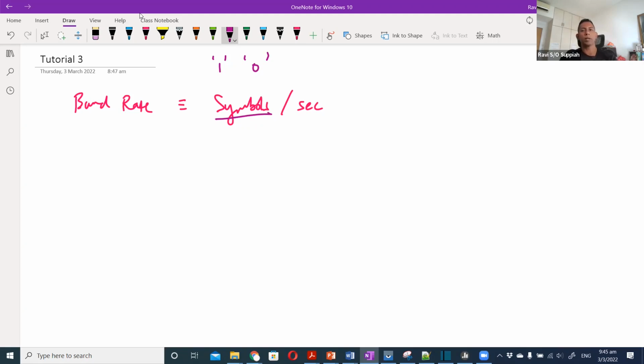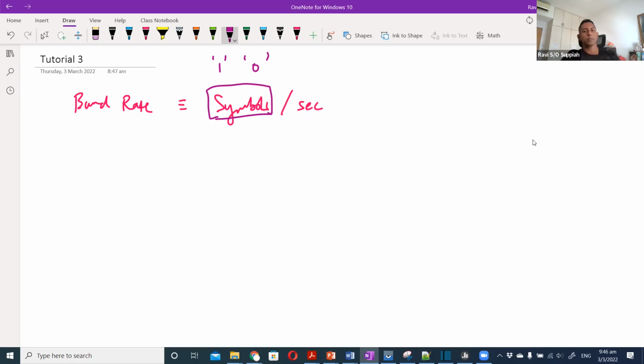So why do we not generally equate it to bit rate immediately? Because a symbol can represent more than a single bit. What is an example? I'm not sure whether you already covered any sort of communication modules, in terms of the data transmission, like modulation techniques and things like that.